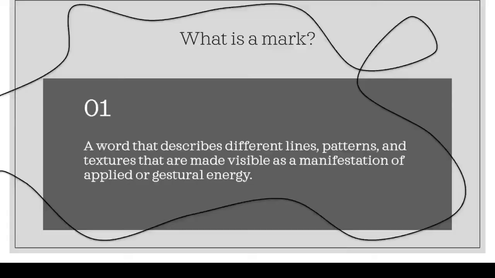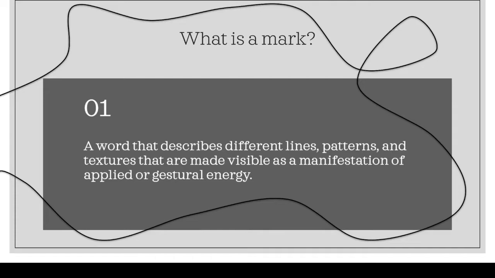All right, what is a mark? This is one of the big questions of our project. So a mark is a type of line, pattern, and texture made with a gestural energy. This means that the quality in which the mark was drawn attaches emotional significance. This can be like how you felt in the moment, how you conveyed that line.